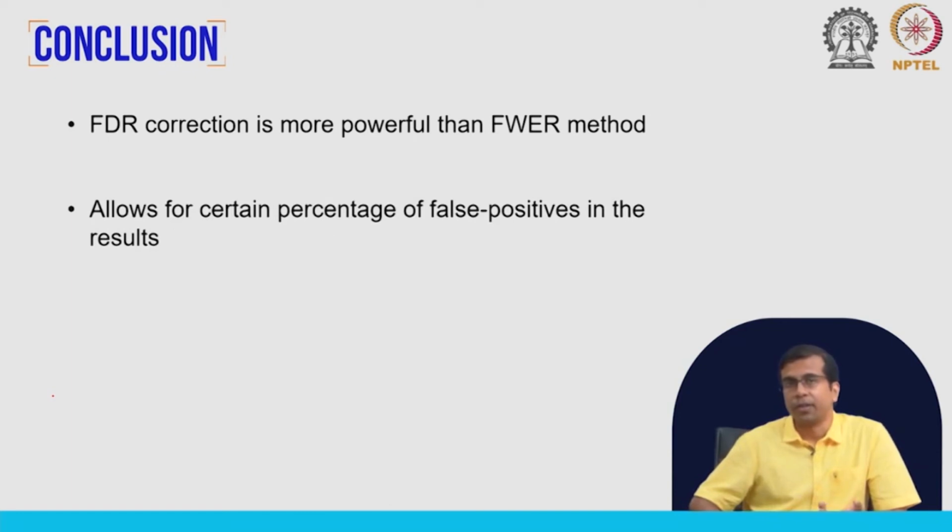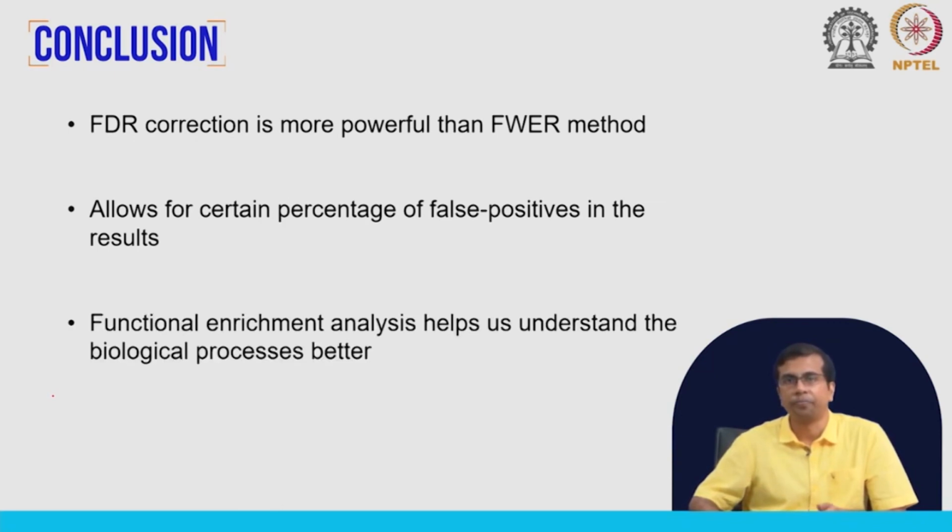FDR allows for a certain percentage of false positives in the results, as we have seen, and this is acceptable in many cases, including differential gene expression analysis. If you are identifying a large number of genes, and 5 or 10% of genes are false positives, they are not going to substantially bias our analysis or the downstream inferences. This is why we can tolerate this kind of false positives in many situations. I have also talked about where you will apply the FDR method and where you will apply the FWER method.